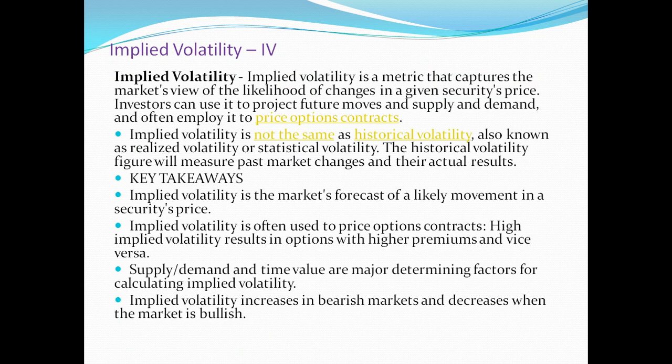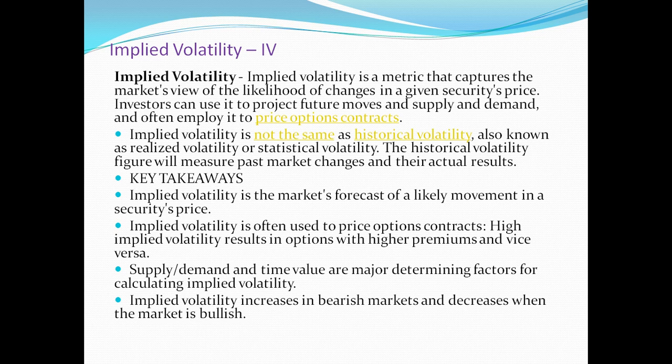So let's go ahead with implied volatility. What is implied volatility? We already covered it. Implied volatility is a metric that captures the market view of the likelihood of change in a given security price. Investors can use it to project future moves and supply and demand, and often use it to price option contracts. Implied volatility is not the same as historical volatility, also known as realized volatility or statistical volatility. The historical volatility will measure the past changes and their actual values.